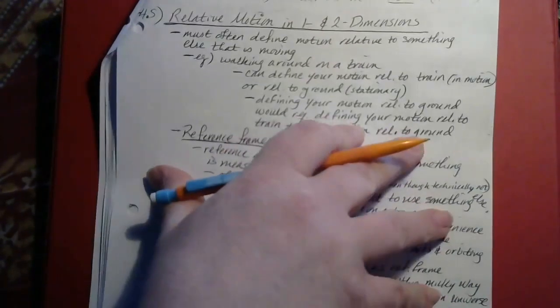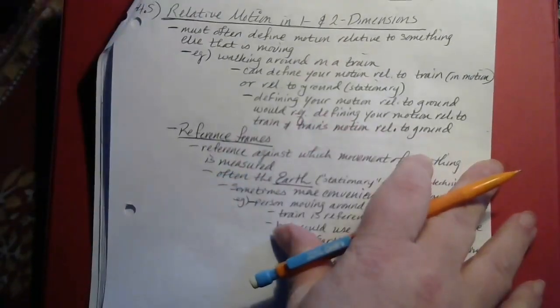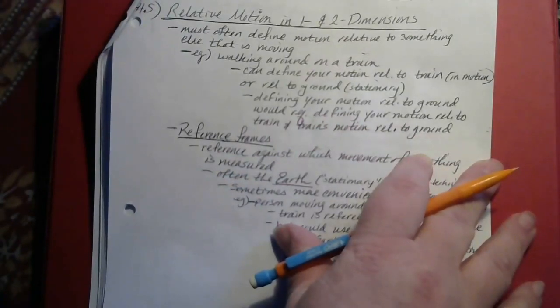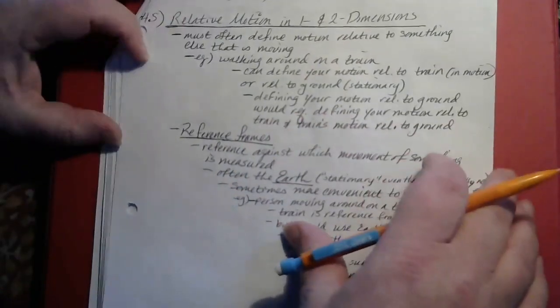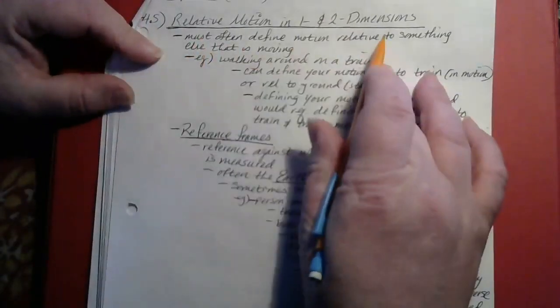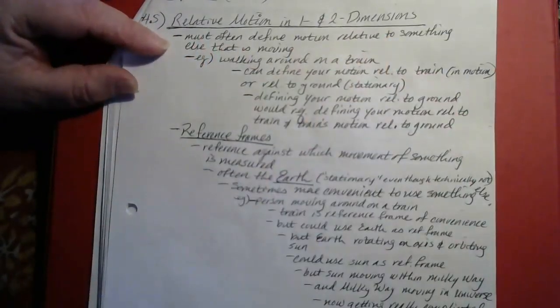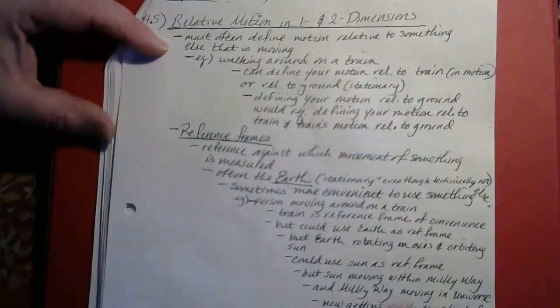Okay, we'll come back to 4.4 if it's relevant, or if we need to, or if there's a popular uprising in favor of doing circular motion. If you really, really want to do it, let me know and maybe I'll change my mind. Otherwise, we'll move on to relative motion in 1 and 2 dimensions.